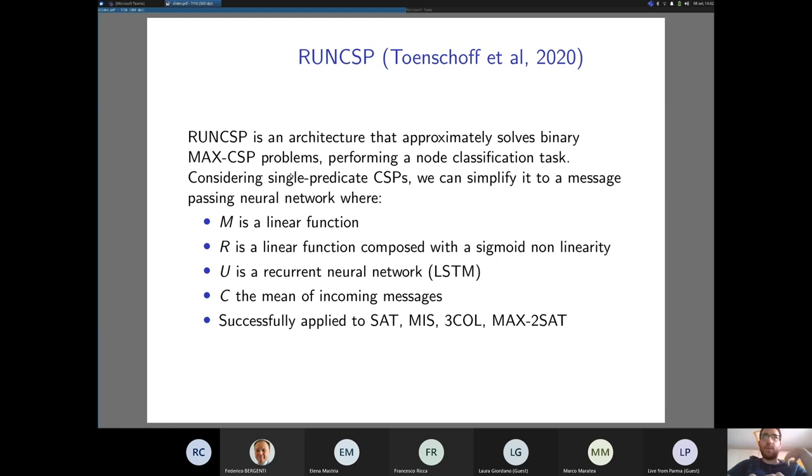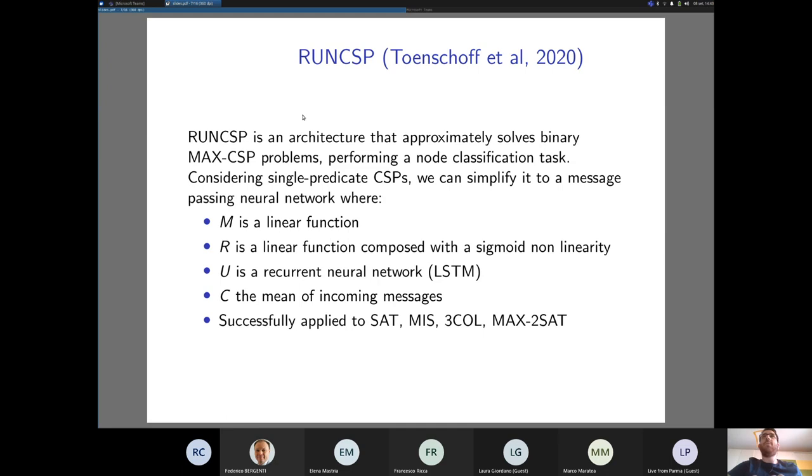So our work is based off an architecture which is called RANCSP, that is a neural network architecture that tries to approximately solve binary maximum constraint satisfaction problems by performing a node classification task. The general RANCSP architecture is supposed to deal with arbitrary binary constraint satisfaction problems. So the architecture is a bit more complex than what I described previously.